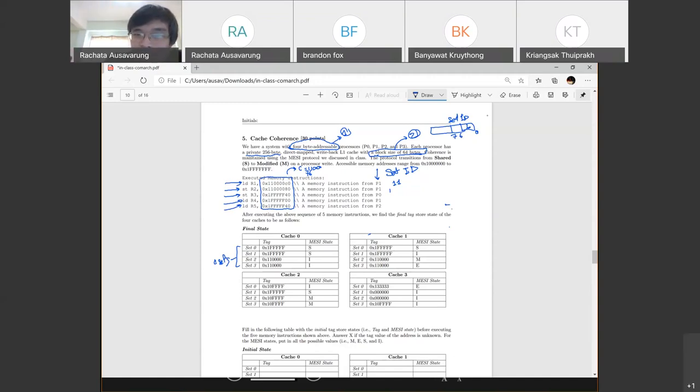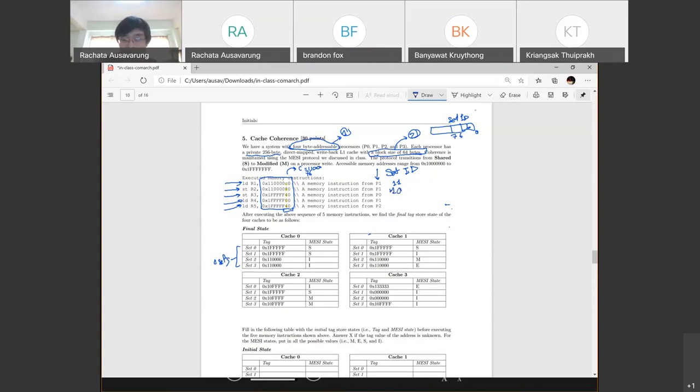What's the set ID of the second access, where the last byte is 80? You need to look at this last 8 bits. For the set ID, you just need to look at the number that I highlight and figure out what the set ID is. So what's the set ID if that number is 8? It's 10, yeah.